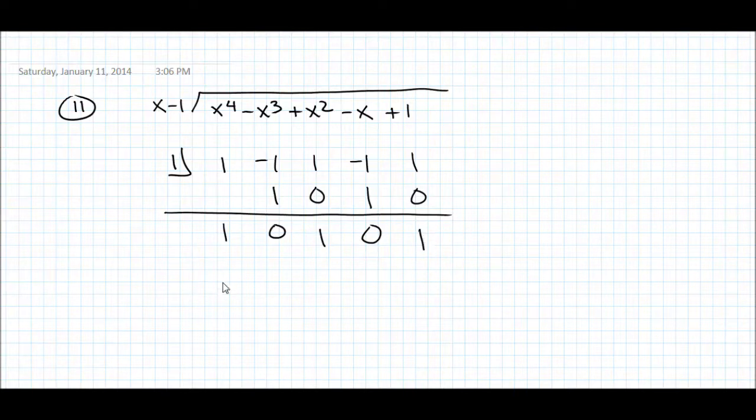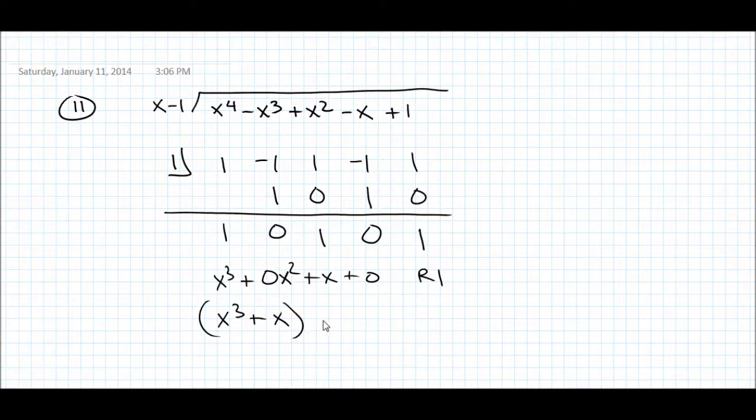So it would be x cubed plus, just so we don't mess this up, 0x squared plus x plus 0 with the remainder of 1. So we could rewrite it as x cubed plus x with the remainder of 1.